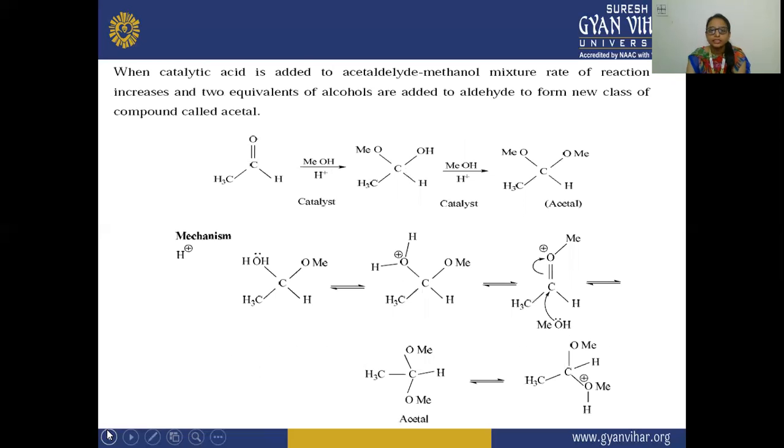When catalytic acid is added to acetaldehyde methanol mixture, the rate of reaction increases, and two equivalents of alcohol are added to the aldehyde. They form a new class of compound called acetal. So here, when the catalytic acid is added to the acetaldehyde and methanol mixture, the rate of reaction increases, and two equivalents of your alcohols are added to the aldehyde, and they form a new class of compound that is called acetal.